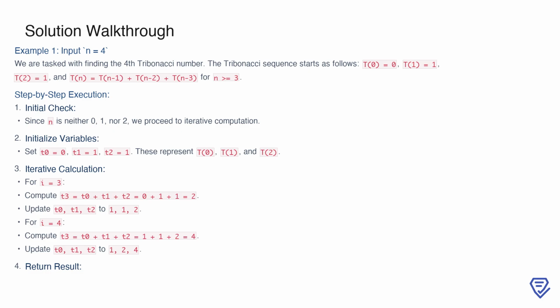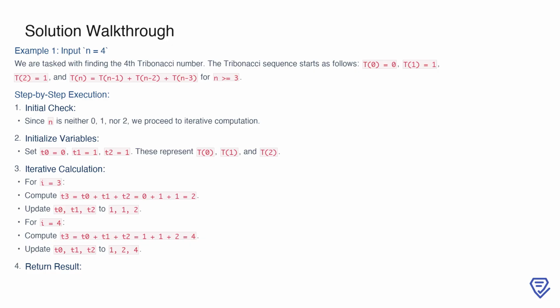Now, let's work through another example where n equals 6. As before, we start by checking the base cases. Since n is not 0, 1, or 2, we proceed to the iterative computation. Again, we initialize the first three Tribonacci numbers, t0 is 0, t1 is 1, and t2 is 1. With these values set, we begin the iterative calculation.